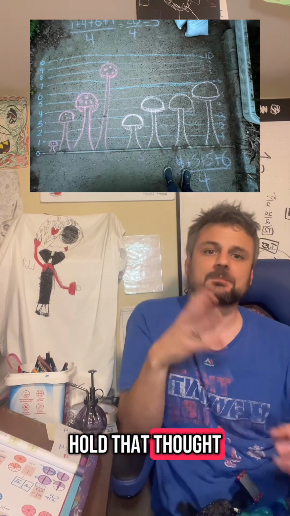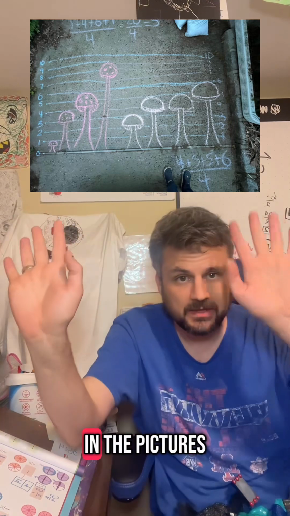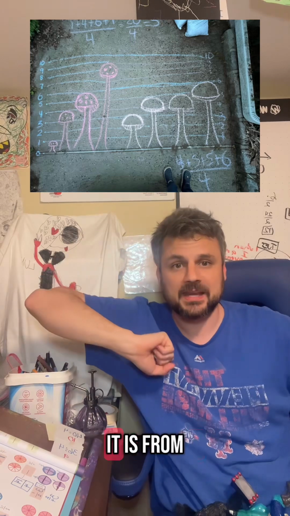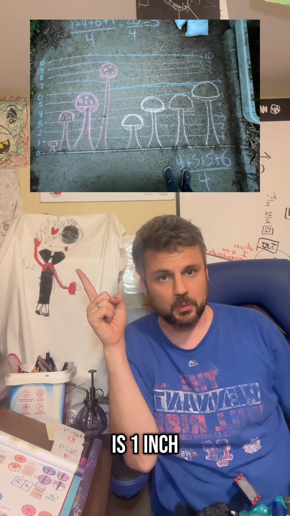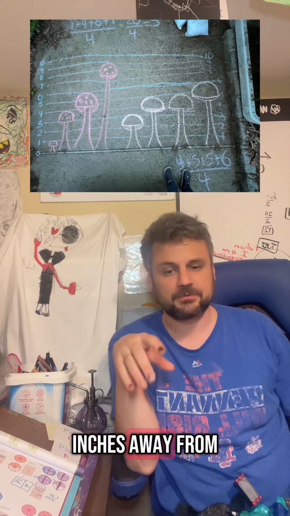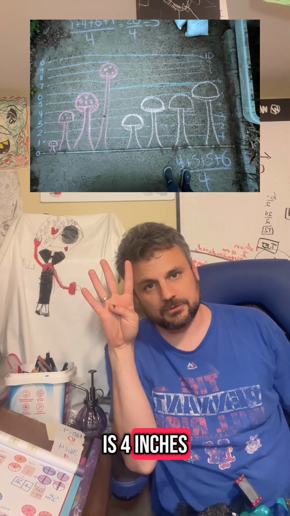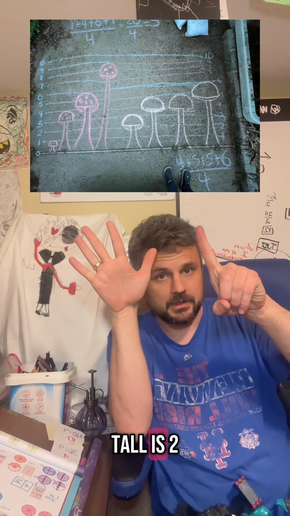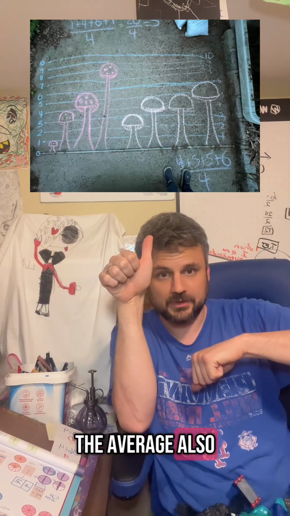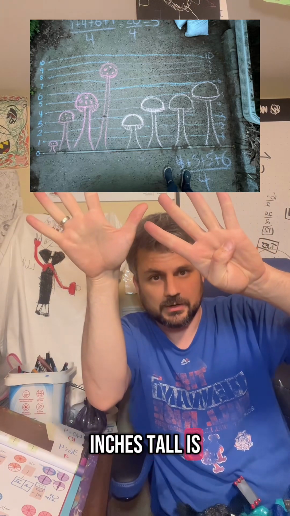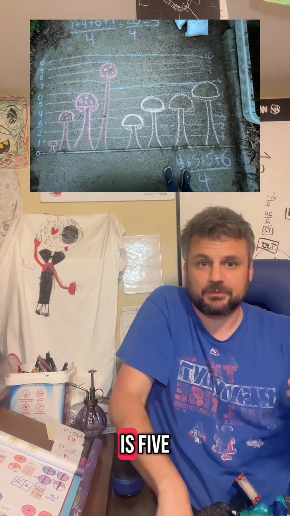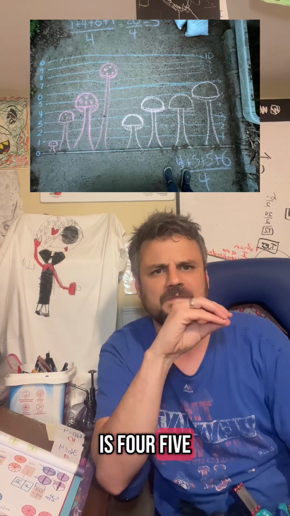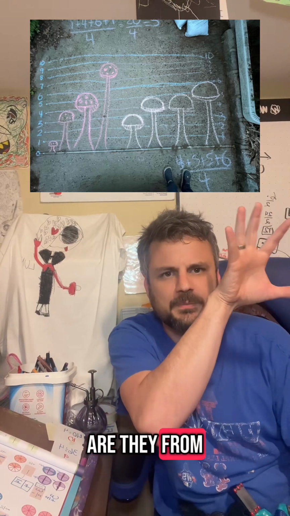Hold that thought. Next, we're going to compare each item in the pictures, so each mushroom, to the average. So let's see how far away it is from the average. The mushroom that is 1 inch tall is 4 inches away from the average. The one that is 4 inches tall is 1 inch away from the average. The one that is 6 inches tall is 1 away from the average also, and the one that is 9 inches tall is 4 away from the average, because the average is 5. Now we can do the same thing for the other set. We can think of how far away is 4, 5, 5, and 6. How far away are they from the average?